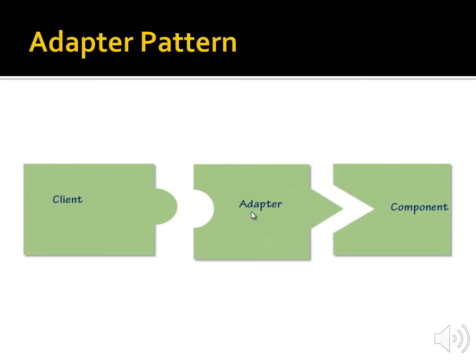By introducing this adapter, you are able to connect the client block and the component block. The client block is the client class or the client interface, and the component block is the target interface or the target class. You want to use them together, but because of the differences in their structure, they are incompatible and you cannot connect them together.